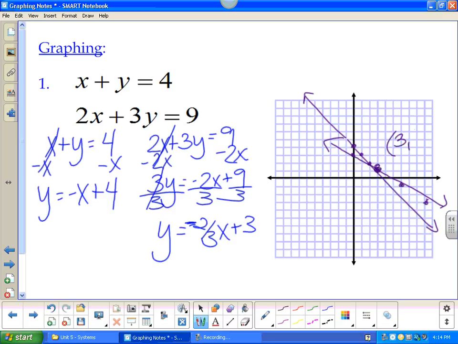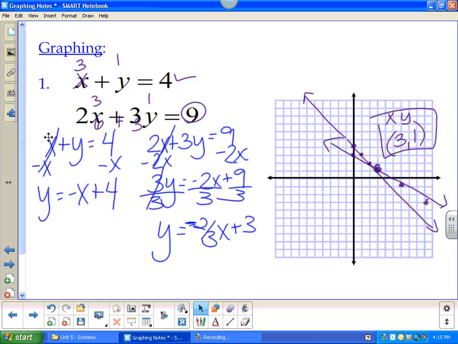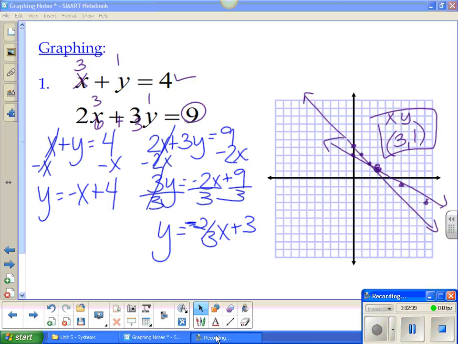And that would be the point (3, 1). So that is the solution for this system. The nice thing you can do is you can check this, since 3 is your x value and 1 is your y value. You can plug your 3 and your 1 in here and double check it to make sure it works. So if I look at the first one, what's 3 plus 1? That's 4. 2 times 3 is 6. 3 times 1 is 3, and 6 plus 3 is 9. So the point (3, 1) is the only point that will work for both equations.